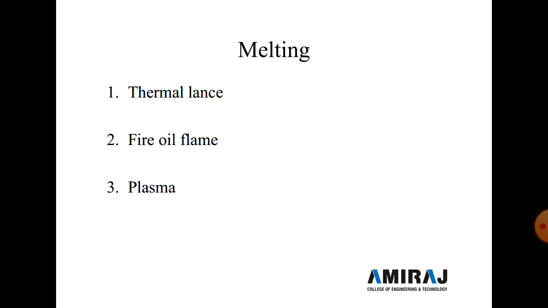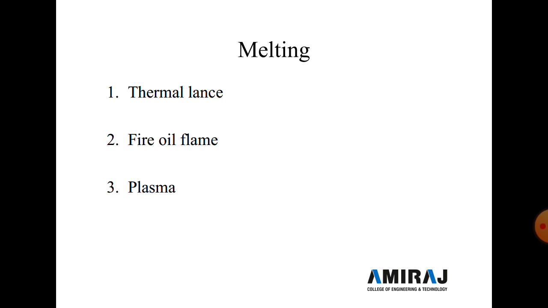Next is melting. Here there are three types of melting: thermal lance, fire and oil flame, and plasma. One by one we discuss them. In a thermal lance, an aluminum or iron wire is enclosed in a pipe of the same metal, about 40 to 80 in diameter, and the metal lance is ignited using acetylene gas flowing between the wire and pipe. The acetylene gas is turned into oxygen and the metal lance continuously burns, and the heat of the combustion can melt the concrete. So this is one of the first methods.